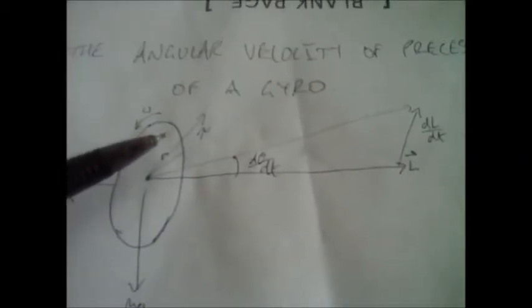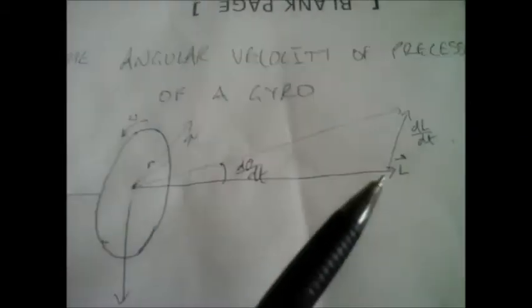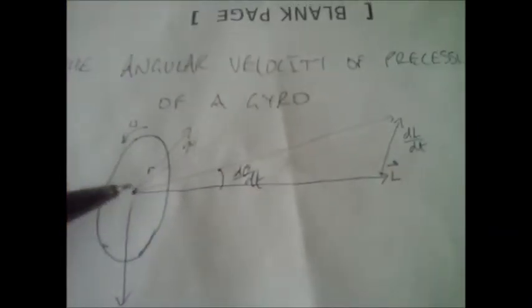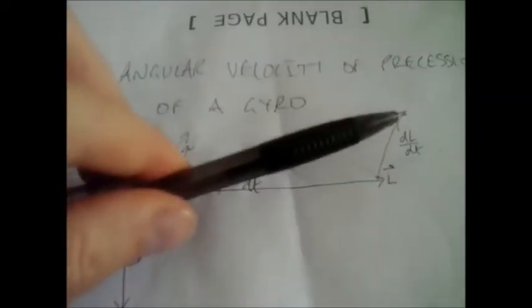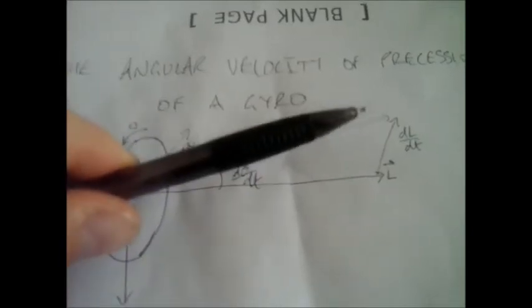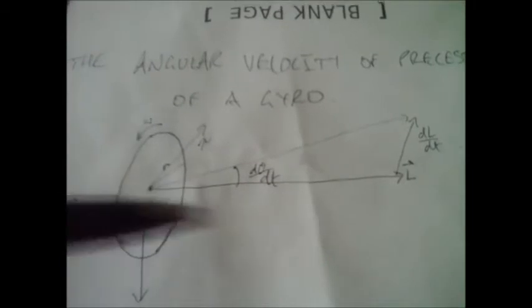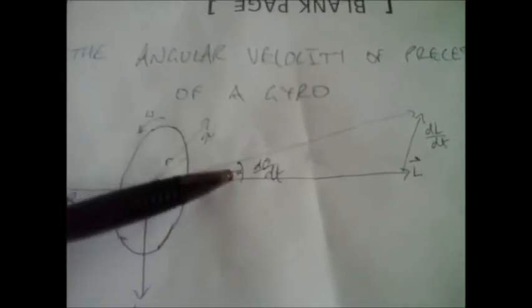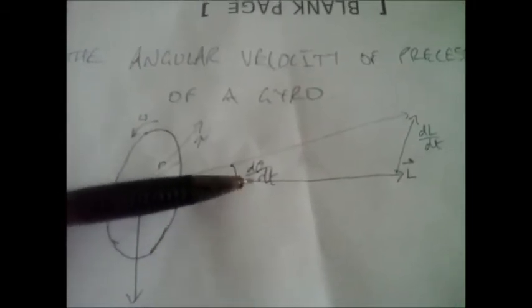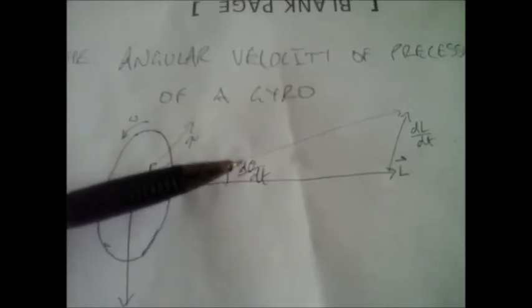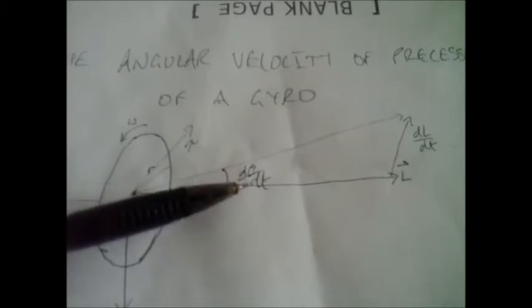Now, that applied torque will cause a change in angular momentum with respect to time, and it will cause the spin axis to point in a new direction because of this change in angular momentum. That change in angular momentum will cause an angle here. It will cause the object to change by a small angle over a certain amount of time, d theta by dt.